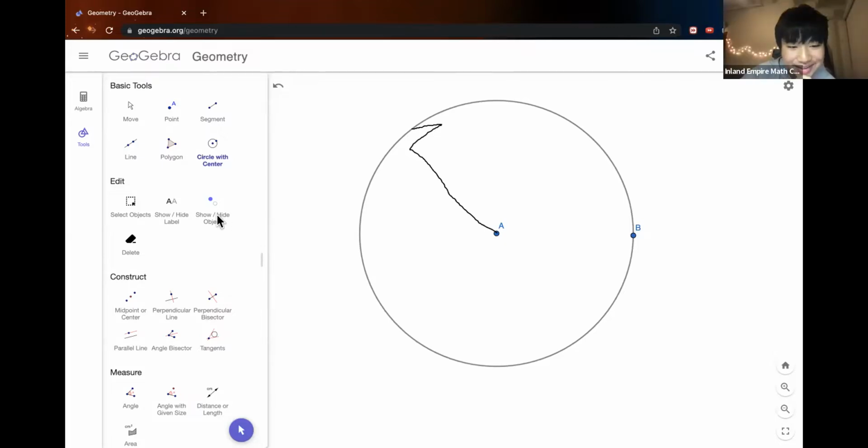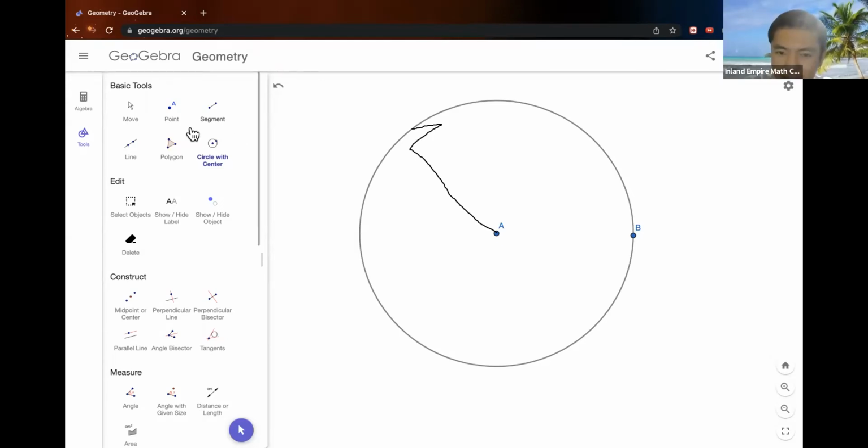There's something interesting we could cover. Eric, why don't we show them the construction for how to construct a perpendicular line to any line segment? Okay.